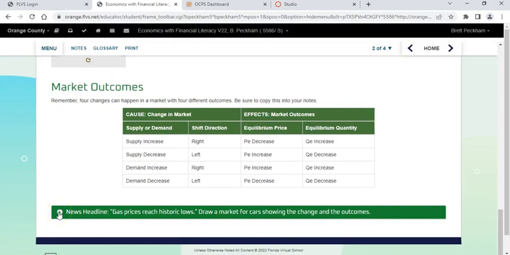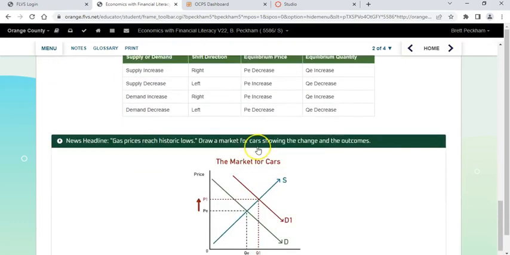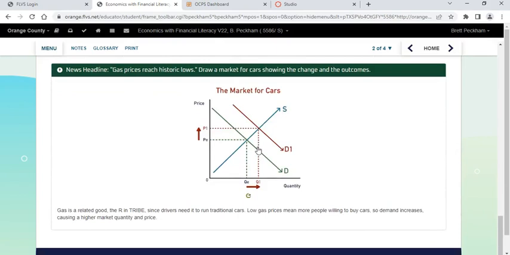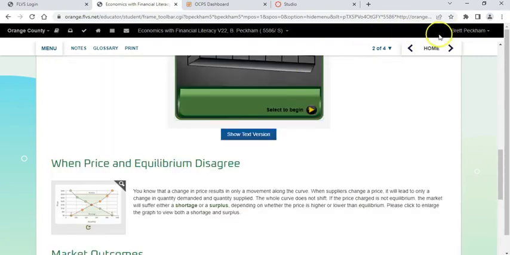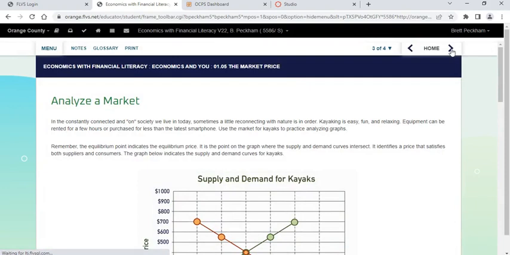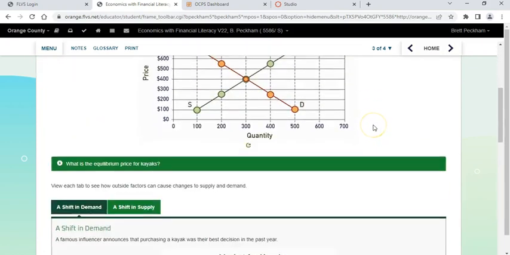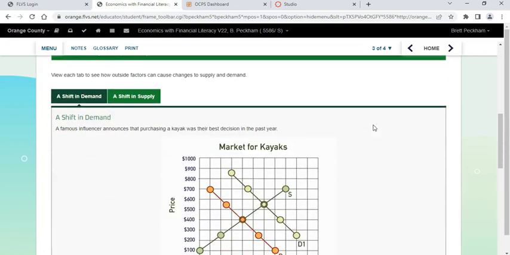What you're going to have to do is find an actual news article. Maybe it's something about the price of cars, maybe the price of gas, or the price of appliances, or the price of college, the price of food, any of those things. You can easily find changes in the price of items in the newspaper.